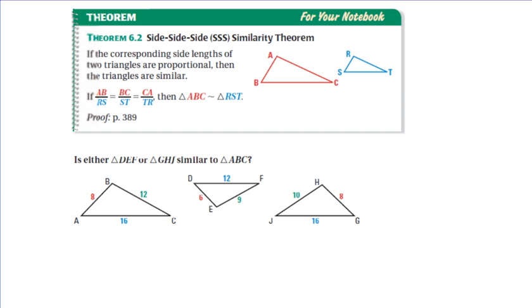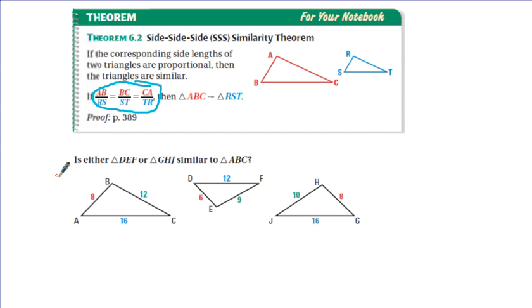First one is called the side-side-side similarity theorem. We had congruence where if we had all three sides congruent to each other, then we had congruent triangles. In this case, we have three sides that are all proportional to each other. So AB over RS, that proportion is equal to BC over ST, equal to CA over TR. If you have all three of those, if you have this proportion of all three sides being the exact same proportion, then you have similar triangles. So this is again a theorem that you're going to want to have down in your composition book. Make sure it is there.